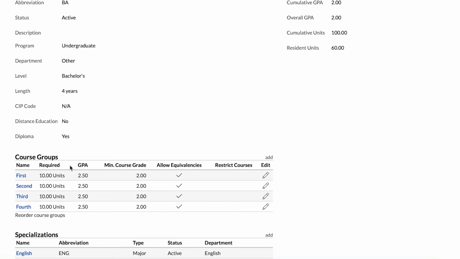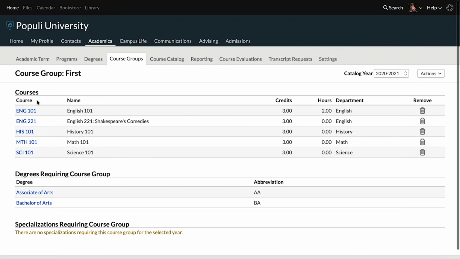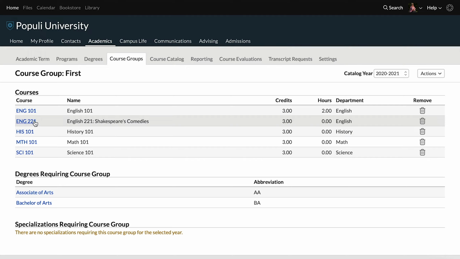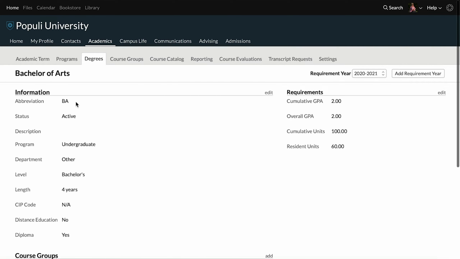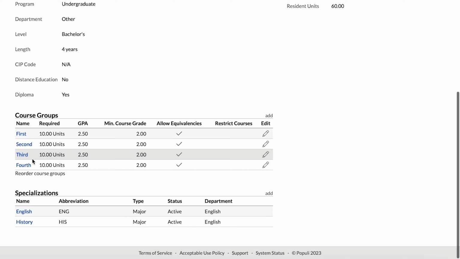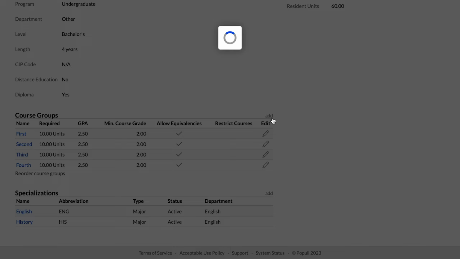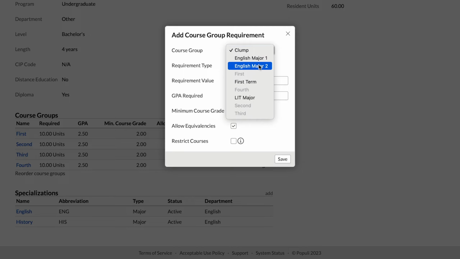So let's say we've got a bunch of core courses on this degree. This is a much more general set of courses. If we go to one of the course groups here, we can see that students can pick and choose between them, but they have to take a total of 10 credits from this particular course group. So we set up course groups that have everything that a student could potentially take to meet those requirements for those core courses. Then we go to the degree and we attach those course groups there, and then we add the requirements, values, the GPA, and all that.